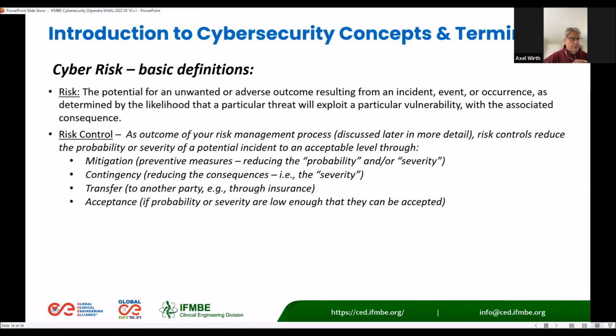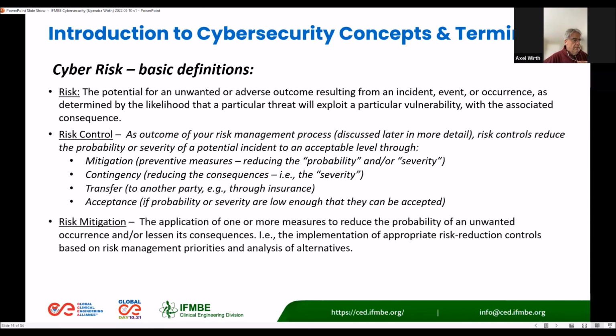A network firewall would be an example for reducing probability because you make it less likely of an attacker breaching your network. We can also transfer risk, for example, through insurance, or we can accept risk if it is sufficiently low. We apply risk mitigation, which means we use one or more measures to reduce the probability of an unwanted occurrence and lessen the consequences. So the implementation of appropriate risk reduction controls based on risk management priorities and the analysis of alternatives.